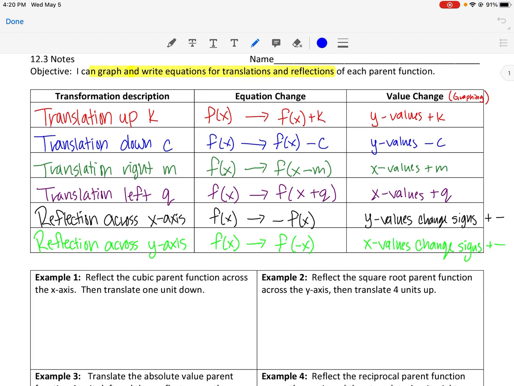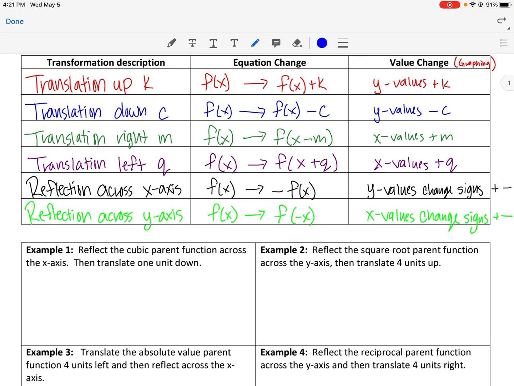So if you want to pause the video and copy down these notes, this is a list of all of the translations and reflections and how they will show up in an equation when you look here, and also when you're graphing how each of the values change, whether the x values are changing, the y values are changing. So go ahead and pause and write this down, and then we're going to use these in our examples.